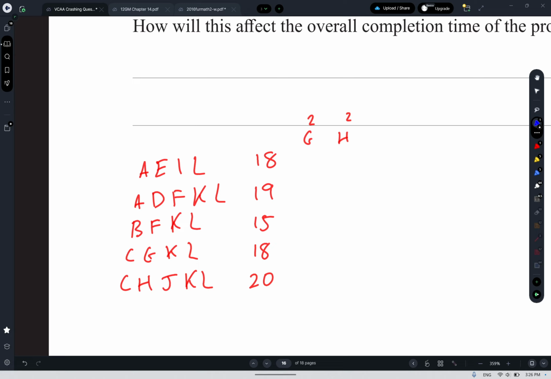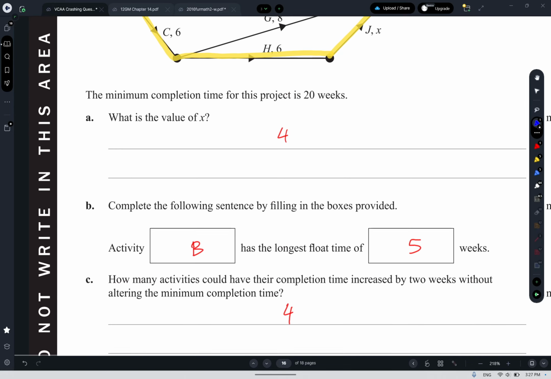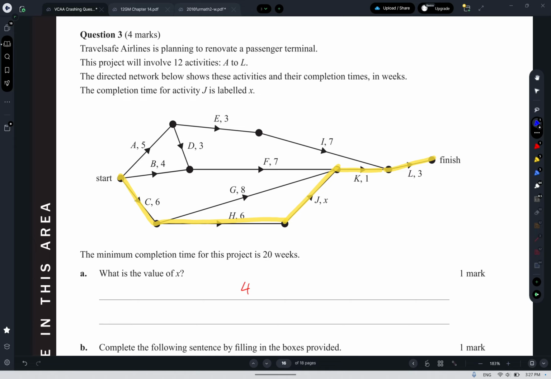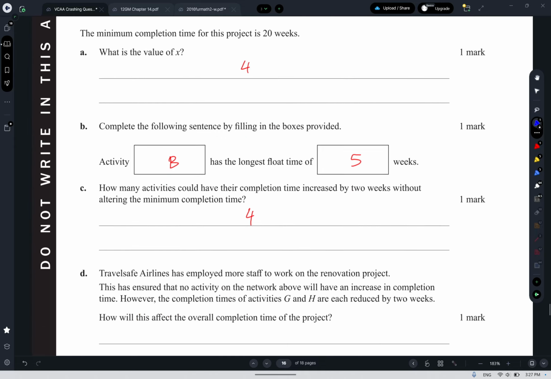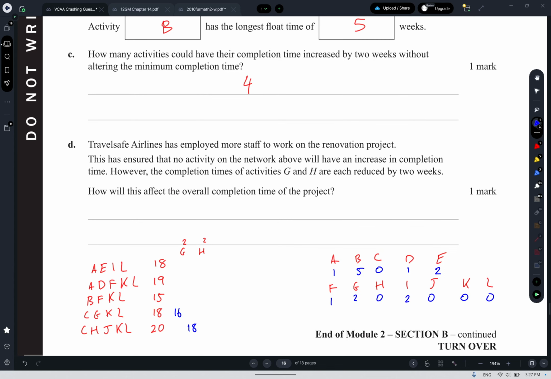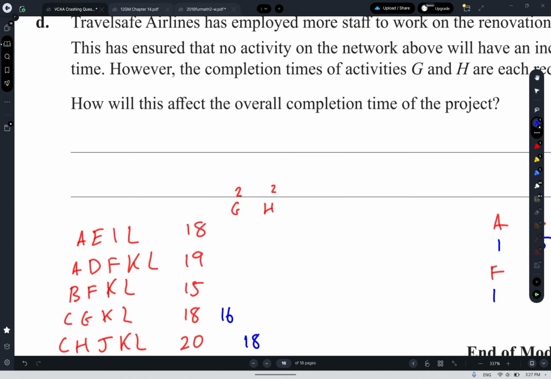Reducing G by 2 will only change this one to a 16. And then reducing H by 2 will make that an 18. Is that it? Are they only on 2 routes, G and H? Yeah, I guess they're only on the C blah blah blah routes. Okay, so reducing G and H each by 2, that'll affect the duration of the critical path, reducing it by only 1 because we have a critical path now with a length of 19.